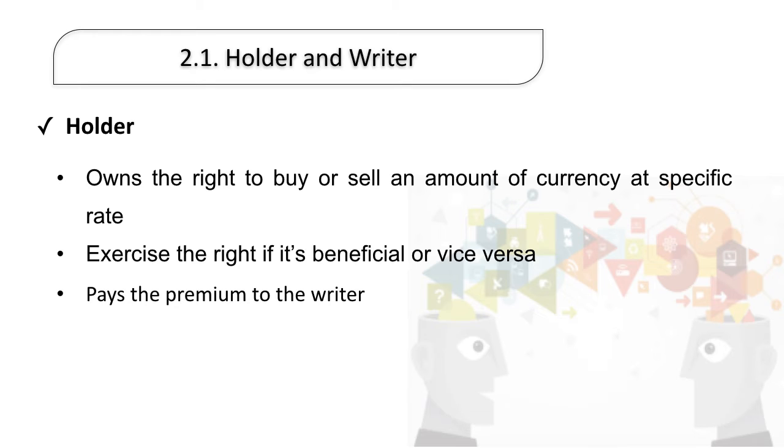If he finds executing the contract beneficial, he would do it. Otherwise, he would not do it. He has the privilege to do whatever he finds fit. That privilege, or say, advantage of the holder, costs him an amount of money. The price the holder pays for an options contract is called premium, or option premium.